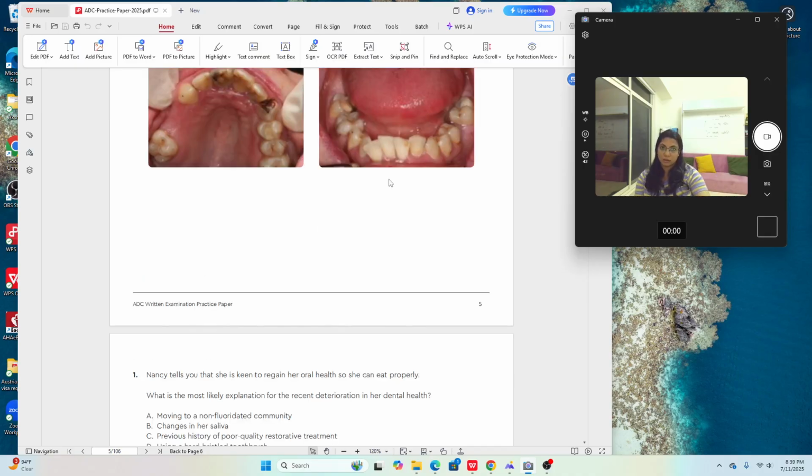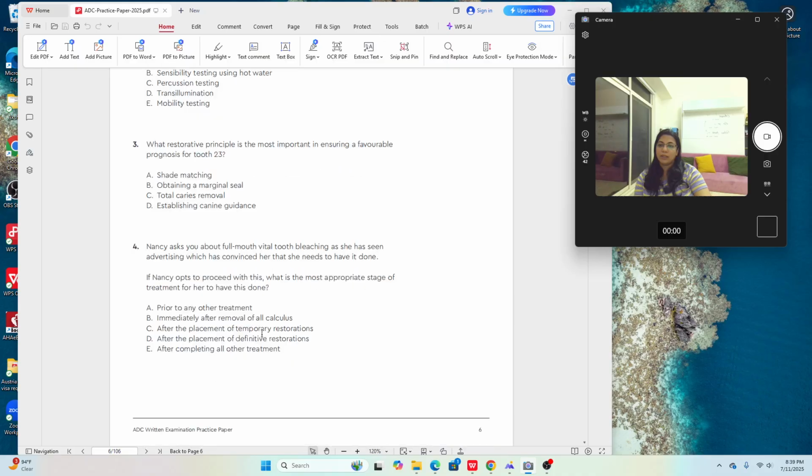Understood the steps? So let's see the options. Prior to any other treatment. No, you cannot whiten the teeth with caries still present in the mouth. You have to remove it first. So that is not the right answer. Immediately after removal of all calculus, again, you still have not removed the caries. Wrong option. After the placement of temporary restorations, yes, correct option.